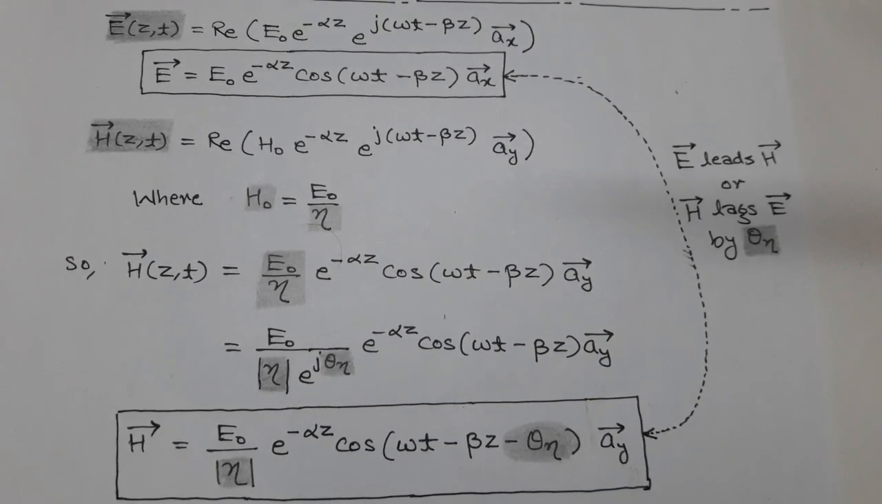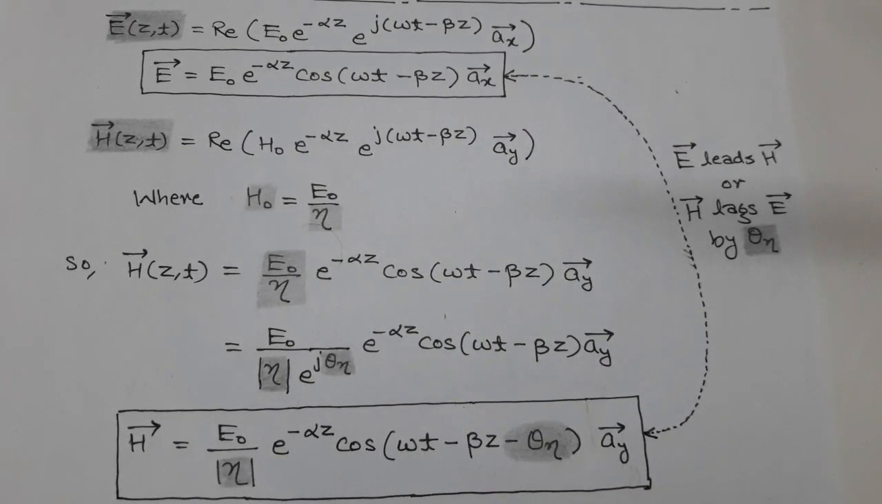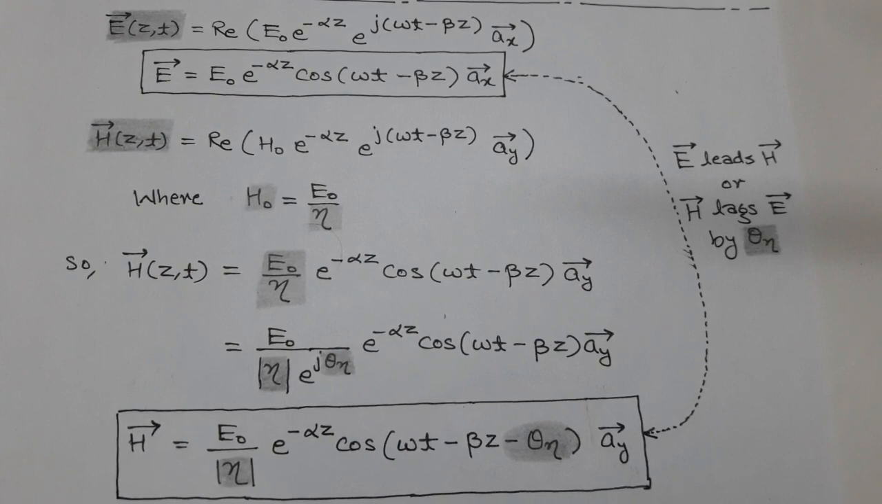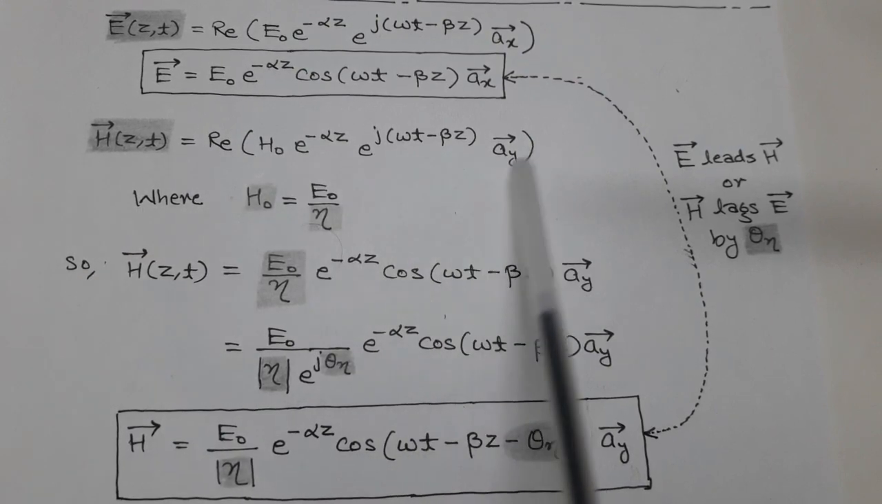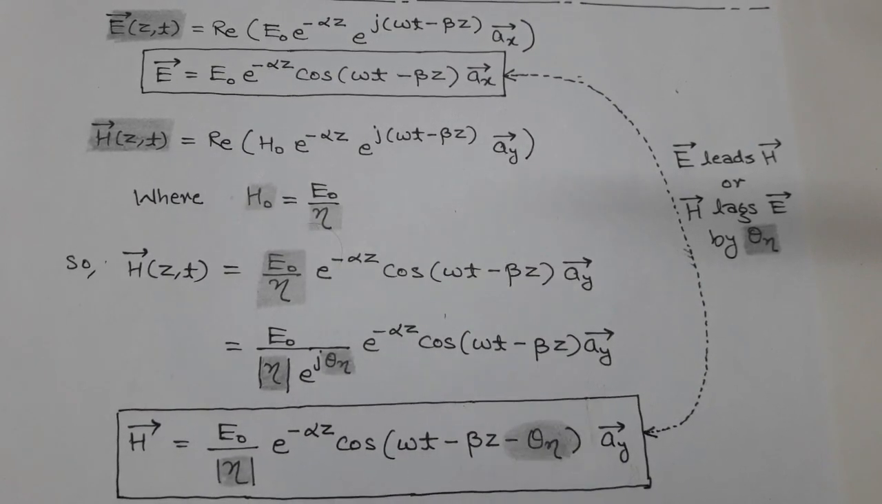Now, as we know that in electromagnetic waves the electric field is directed towards x-axis and the magnetic field is directed towards y-axis, and the direction of propagation of the electromagnetic wave is towards positive z direction. So that the magnetic field, that is H vector, a function of z and time t, is obtained as real part of H naught e to power minus alpha z e to power j within bracket omega t minus beta z unit vector y. The direction of H vector is unit vector y, that is towards positive y direction.